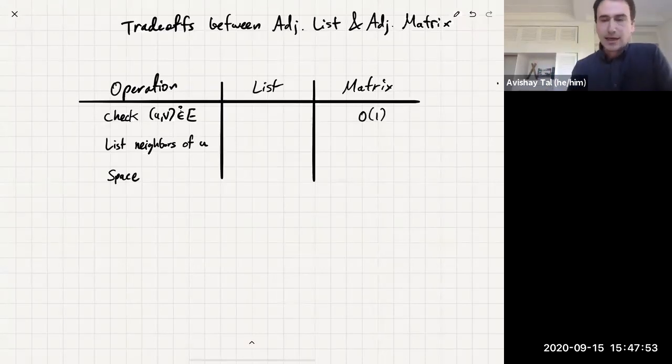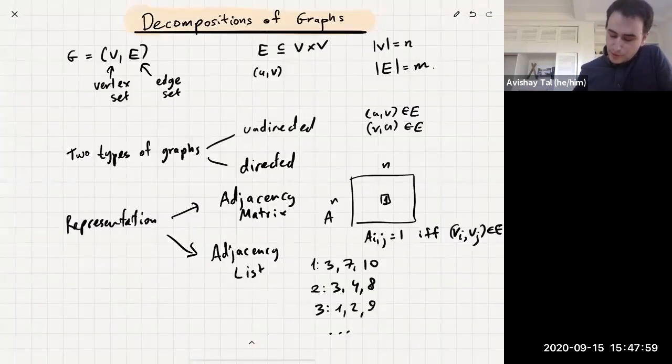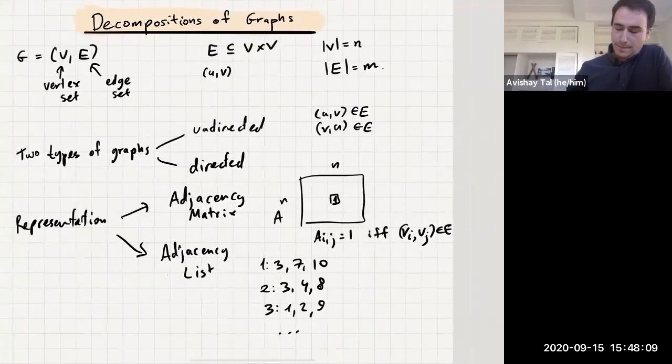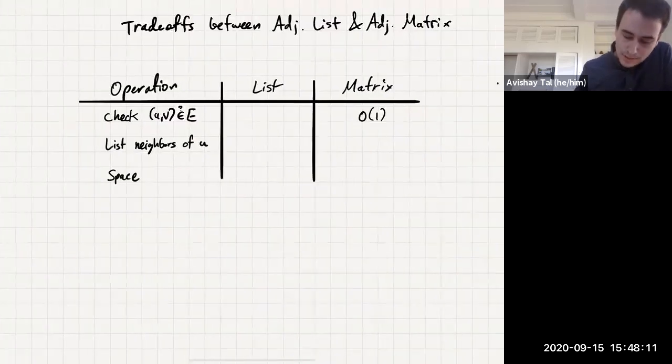In the list case, if I have an adjacency list and I want to check, for example, here in the previous thing, whether 1 and 10 are connected, then I need to go over the list of 1 one by one until I see whether 10 appears there or not, right? So how much time will it take in the worst case to check whether an edge exists if I have an adjacency list? It would take time linear in n, so order n.